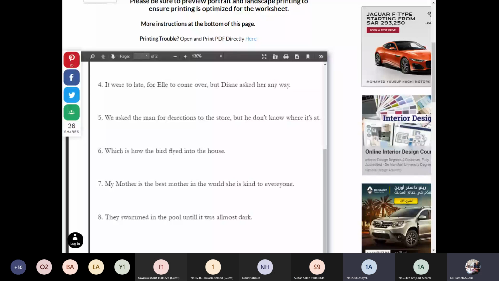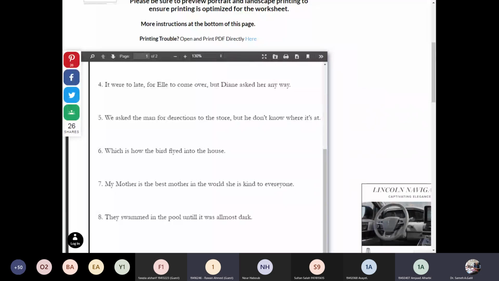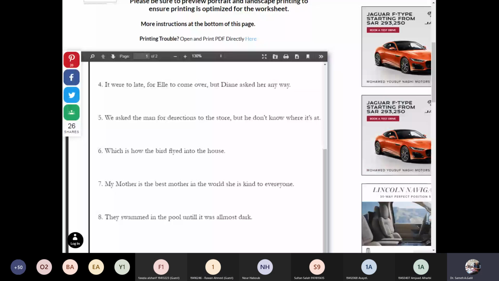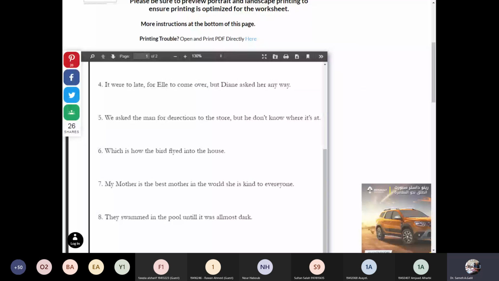Yes, doctor. Anyway, it should be one word. Okay, thank you. It were too, T double O. So it was too late. Okay. So are you going to keep the comma or drop the comma? Do we need the comma here? No. Drop it. It was too late for Ellie to come over. Do we need this second comma before but? Yes, we need it. But what happens if you drop it? That's fine too. So with but you can keep the comma or drop it. Okay. So we're going to keep it. But Diane asked her anyway.